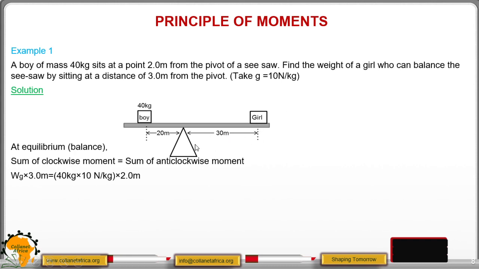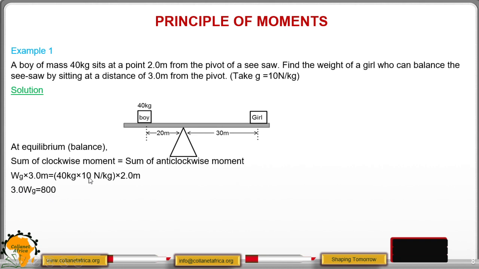So you take the weight of that girl, which we will call WG, times the perpendicular distance from here to the point of support. Of course, it is 30 meters, is equal to 40 kilograms times 10 newtons per kilogram. Of course, this one will produce our weight. We say that weight is a force, so this will be our force times the distance, which is of course perpendicular from the point of support to where the boy is here. So this distance.